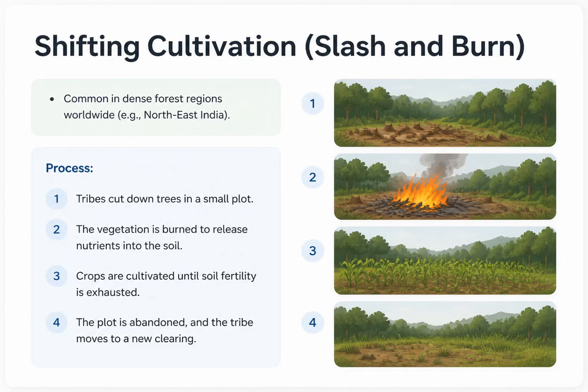For those who do farm in the rainforest, shifting cultivation, also known as slash and burn, is the most common method. It's a primitive but historically effective way to deal with the jungle. Tribes will cut down a small plot of trees and burn the vegetation. The ash provides a temporary boost of nutrients to the otherwise poor soil. They grow crops there for a few seasons, but once the heavy rains wash the nutrients away and the fertility drops, they abandon the plot to let the jungle reclaim it and move on to clear a new area.